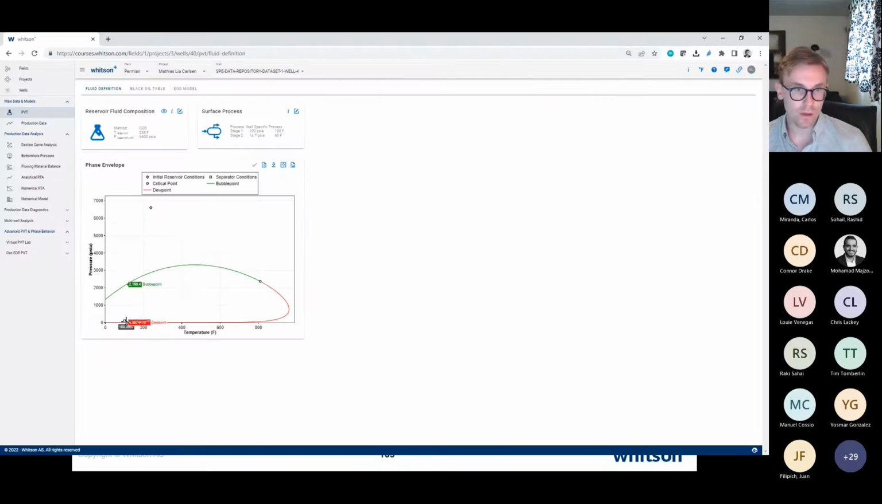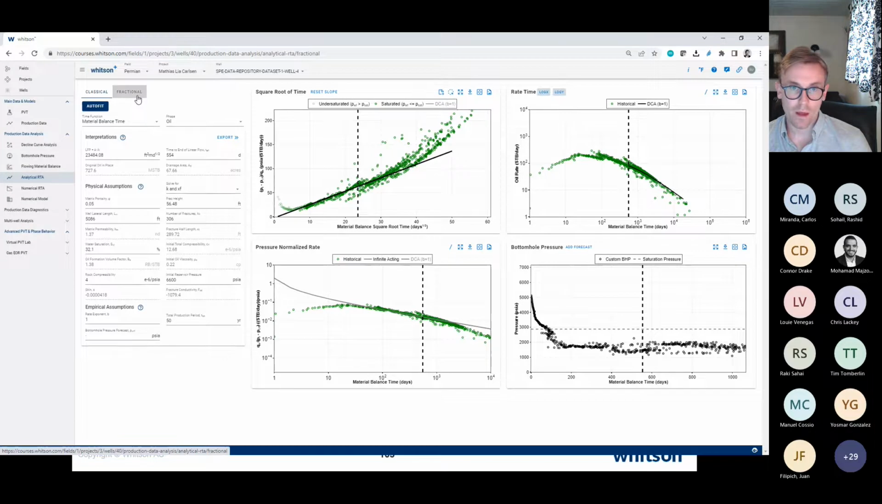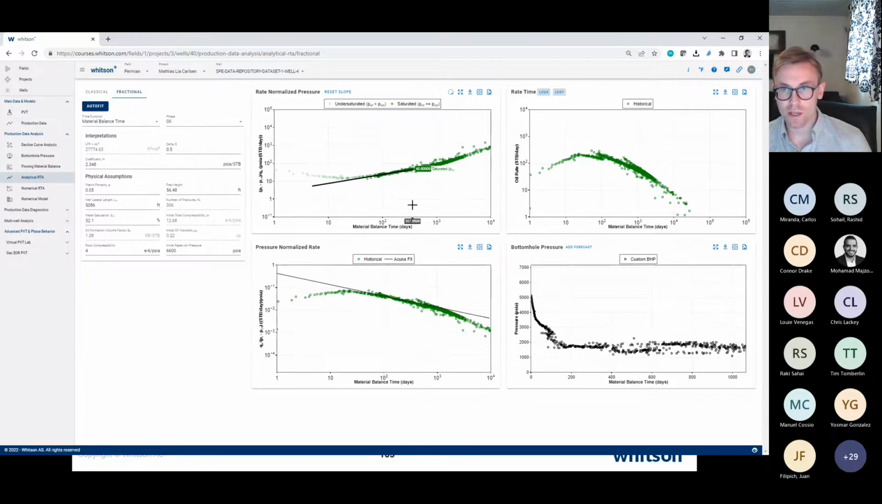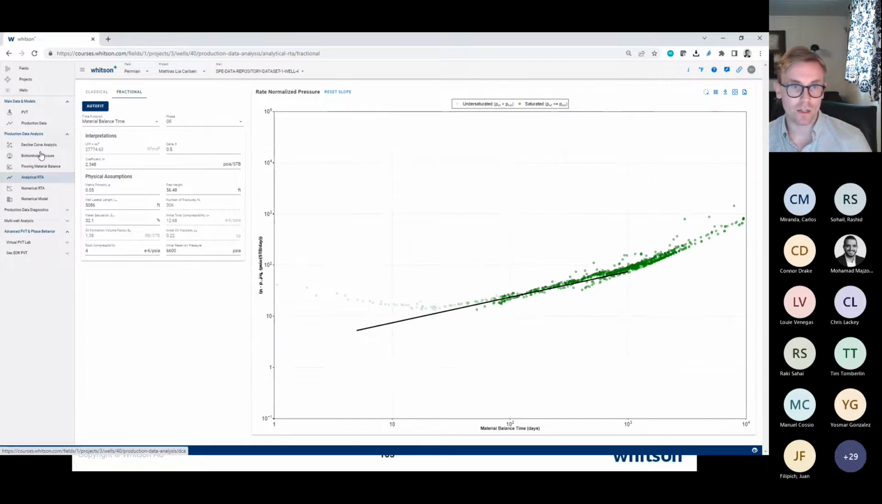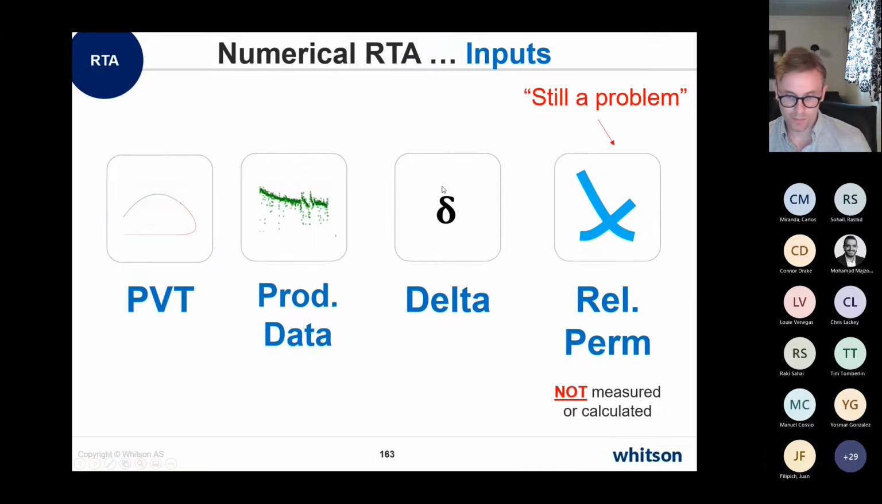And I can just show, yeah. So the fractional RTA plot is essentially this plot up here in fractional RTA, and the delta is like the output from that. So we'll talk about that a little bit more a little bit later.